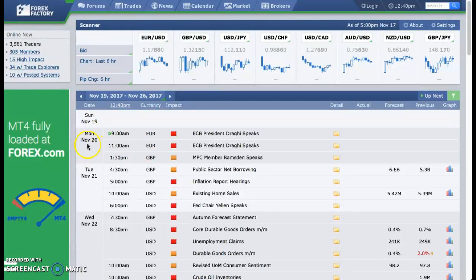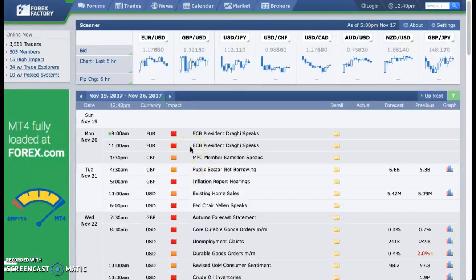Tomorrow's Monday, November 20th. In the morning at 9 o'clock, you have some Euro-related news. The European Central Bank President Draghi speaks at 9 and at 11. Then at 1:30, there's news on the Great British Pound. MPC member, what is MPC again? I think that that's bank related, if I'm not mistaken. But there's a guy that's doing a speech tomorrow.